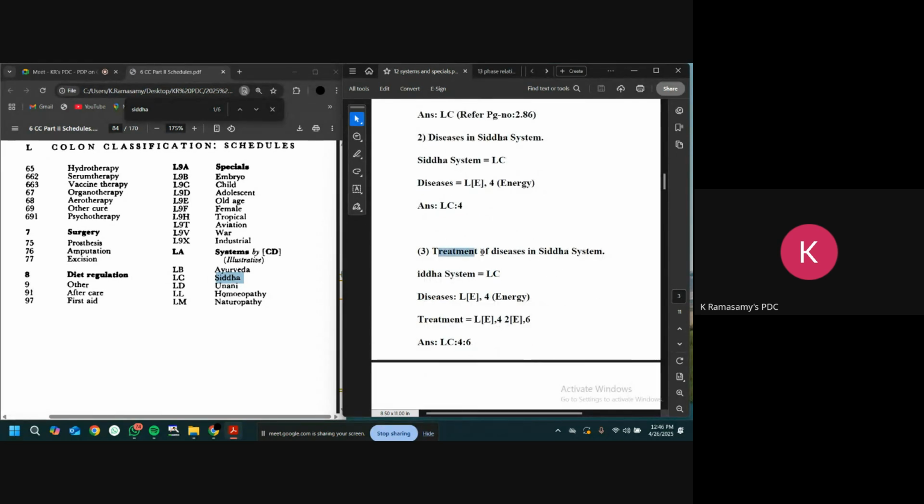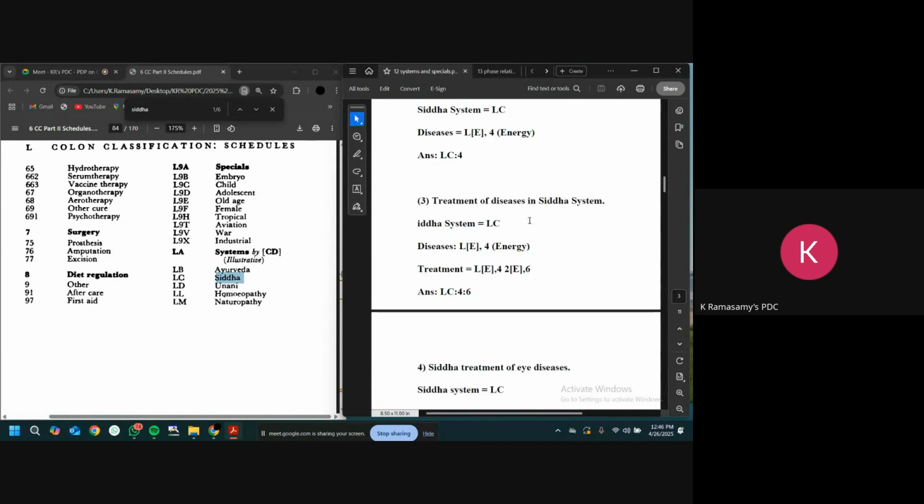Then comes treatment of diseases in Siddha system. The number for Siddha system is LC. The number for disease is colon 4, first round energy. The number for treatment is colon 6, second round energy. What is the answer? LC colon 4 colon 6.